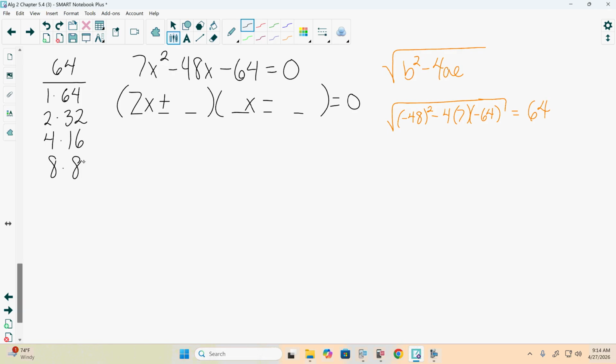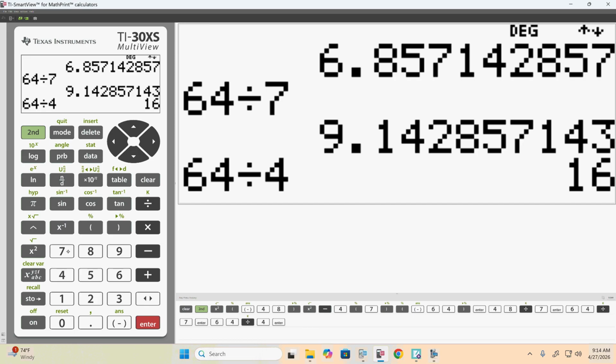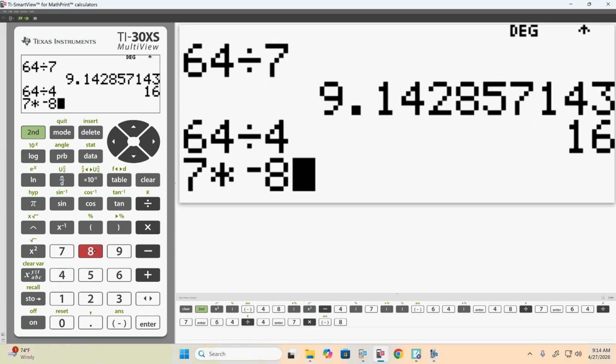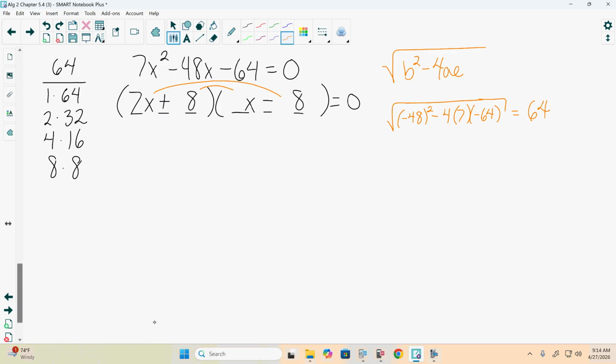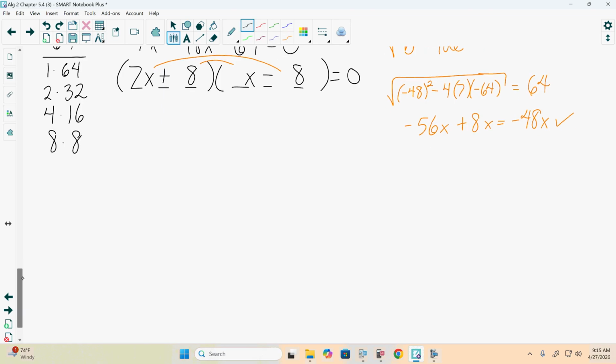Now on a whole, 70 or 48 realistically compared to these other numbers is kind of small. So I'm going to try 8 and 8 to start with. 7x times negative 8, 7 times negative 8 would give us negative 56. So we'd have negative 56x. 8 times x is going to be plus 8x, and negative 56 plus 8x is going to give us negative 48x. So that does confirm these are the correct factors.